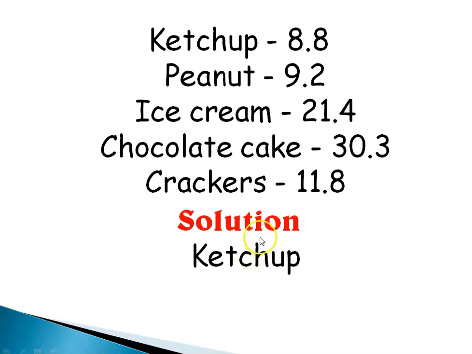Physically speaking, even looking at all of these, you all agree with me that crackers, chocolate cake, they have a high quantity of sugar, except for ketchup. Ketchup is that tomato paste that they use for cooking. So this is the one that has the lowest percentage of sugar, and that would be the answer. Is that okay?